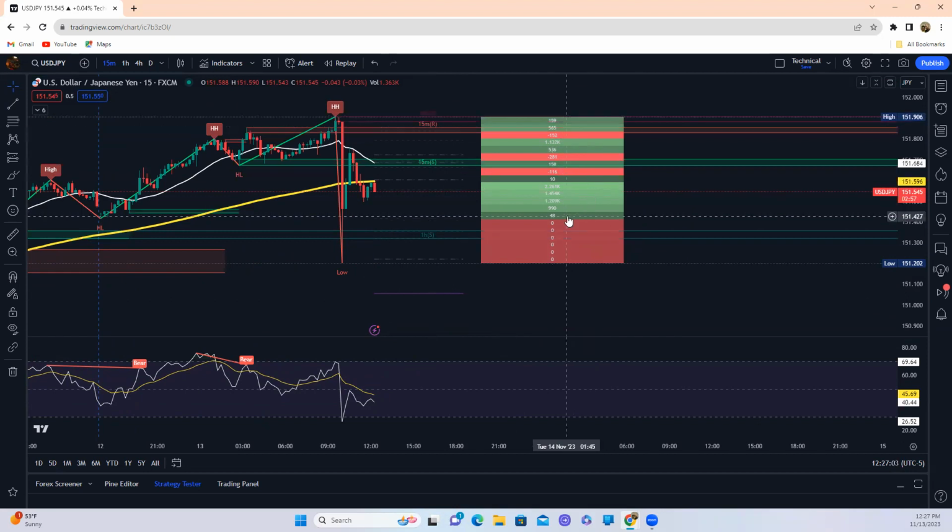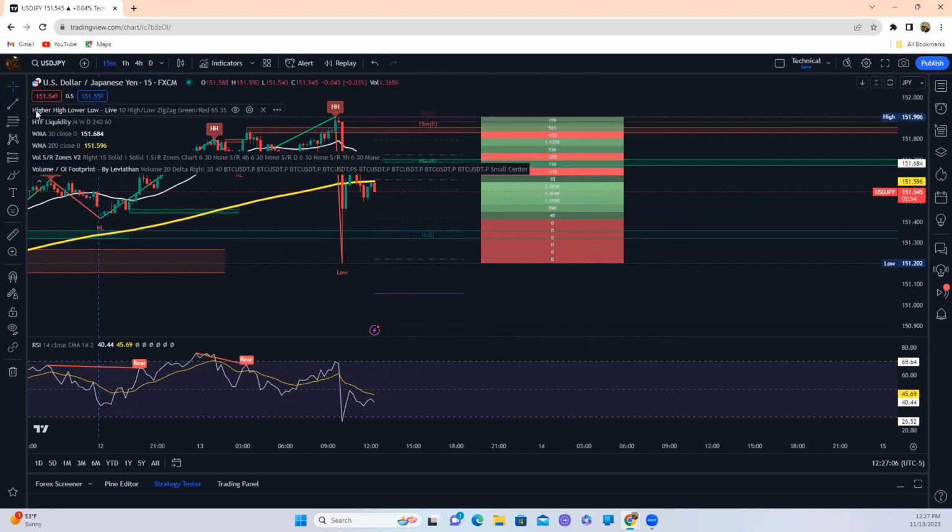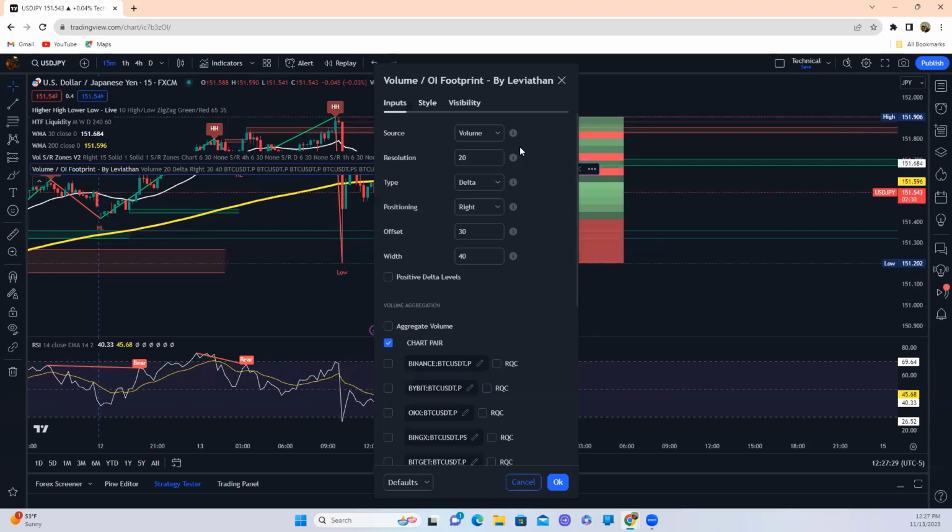All right, so we've always been looking for a footprint or volume. We use volume, we use the volume profiles and stuff like that. What I found is this one right here, the volume open interest footprint by Leviathan. You can do this a number of ways, but with this one, I take the volume. The source for the volume, you can spread it, so you can do open interest or you can do delta. If you do open interest delta, that's where it's bringing the source of volume. So just keep it at volume.